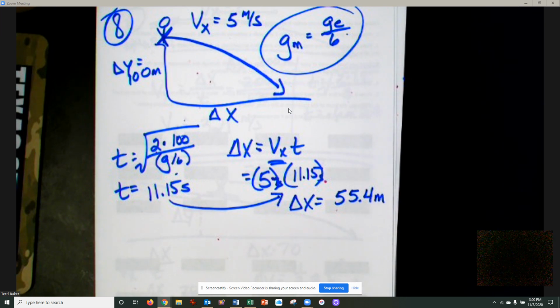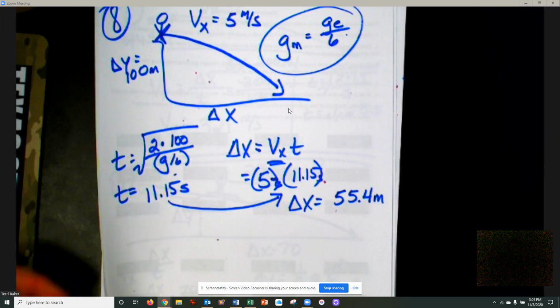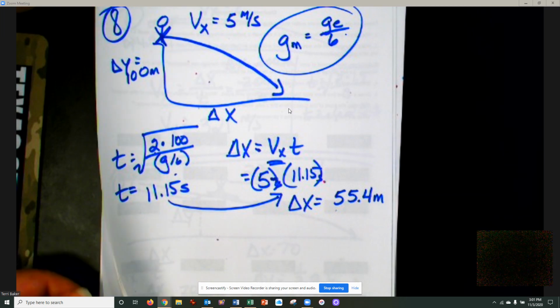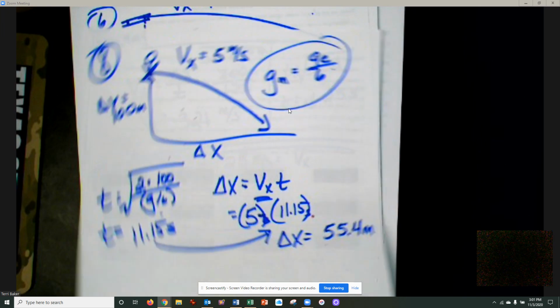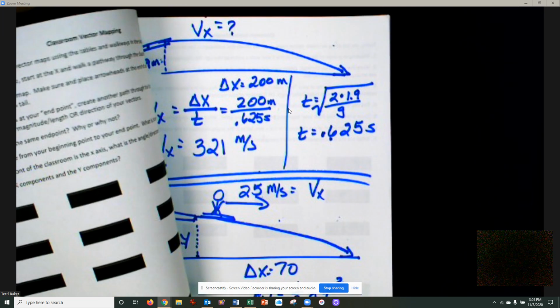Okay, 9 and 10. Different scenarios. It's the exact same problem. Does everybody have 8 done? Okay. Number 9. This will be posted on the Schoology page.